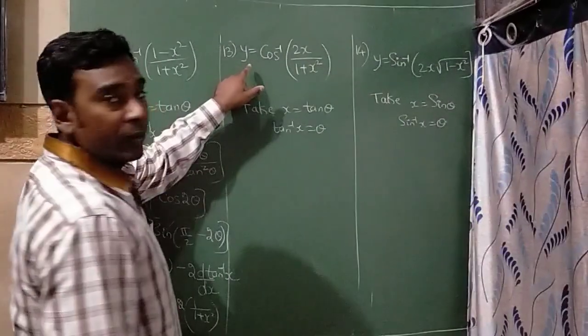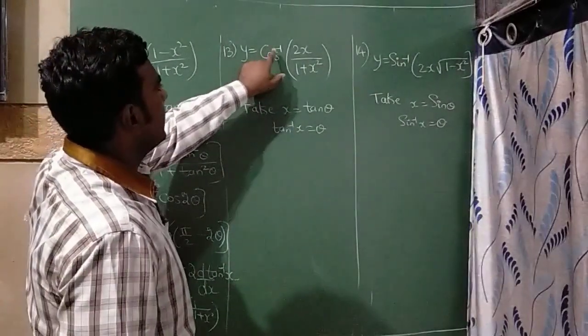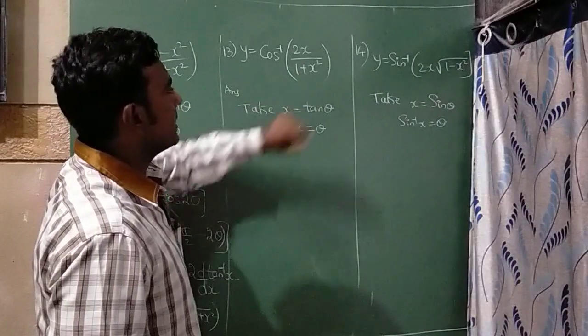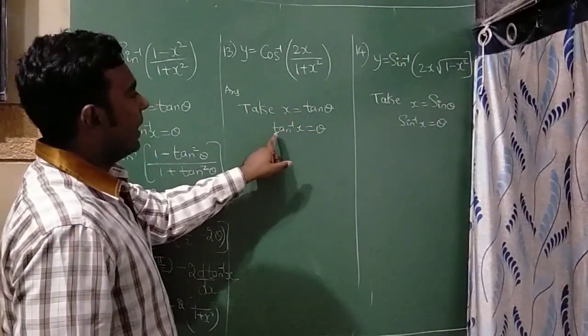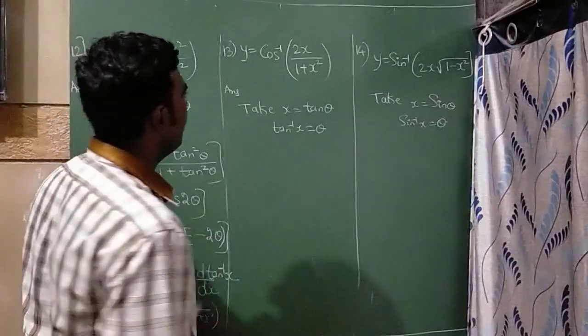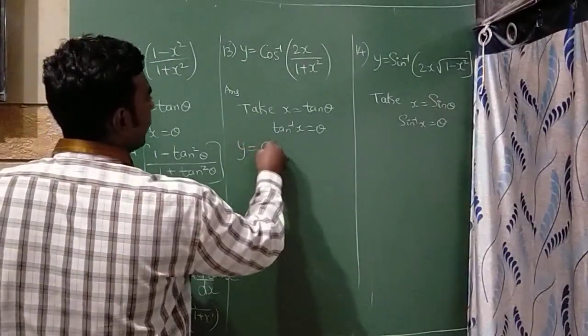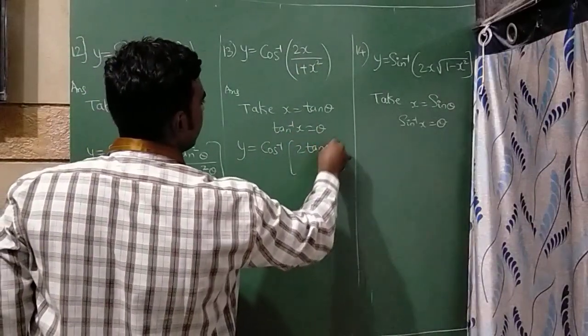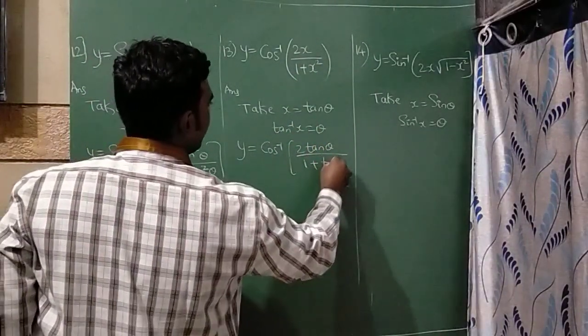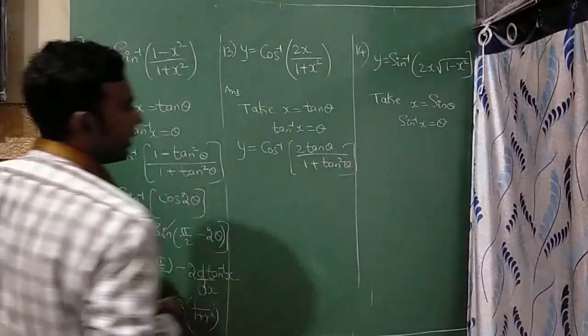Okay, 13th question is y is equal to cos inverse of 2x divided by 1 plus x square. Here I am going to consider again x is equal to tan theta, and this will become tan inverse of x is equal to theta. So y is equal to cos inverse of, in place of x I am going to write tan theta, so 2 tan theta divided by 1 plus tan square theta.